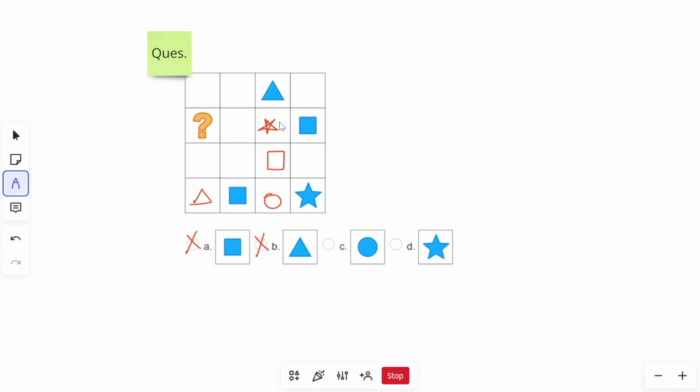So now since star is also coming in this same row, star also cannot come in the place of the question mark, because one symbol can come only one time, right? So the only option that we are left with for the question mark is our circle. So in this case, the question mark is going to be replaced with circle.